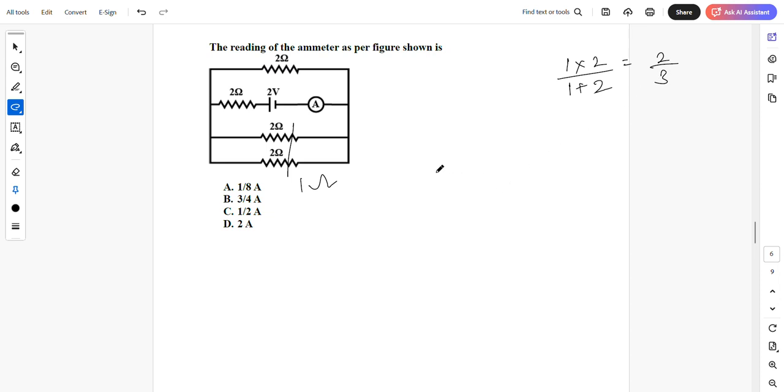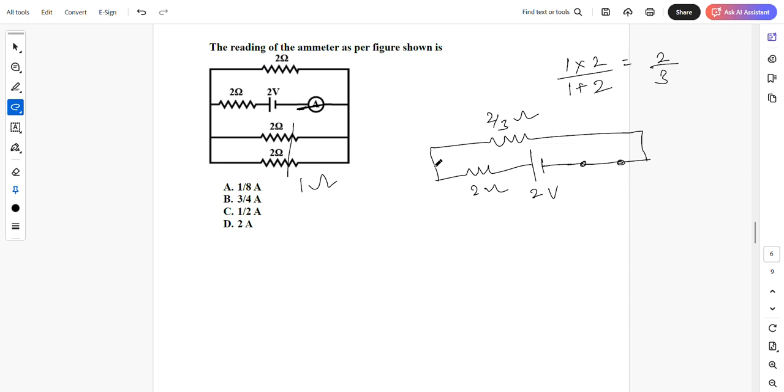Okay, the circuit will be like this. Now this is 2 ohm here. Okay, this is 2 volts, let it stay as it is. I can just short circuit the ammeter to find the current here. I have short circuited the ammeter here. Now how much is the resistance here? 2 ohm, 2 ohm, 1 ohm. 1 ohm in parallel with 2 ohm means 2 by 3 ohm.